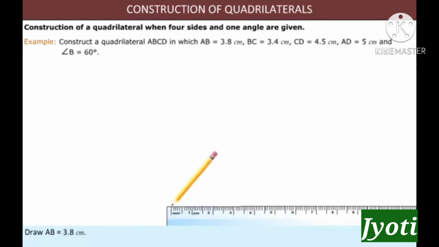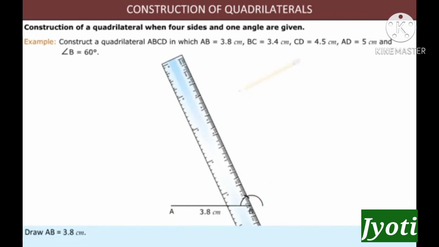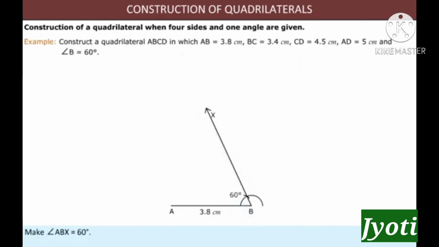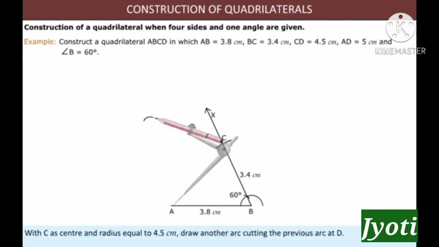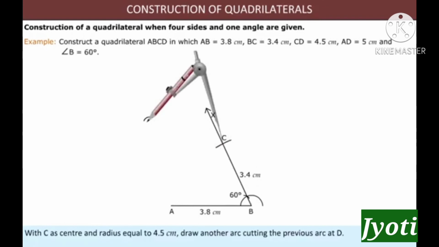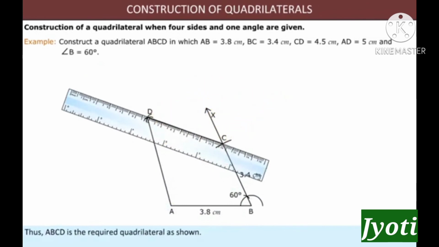Solution. Draw AB is equal to 3.8 centimeters. Make angle ABX is equal to 60 degrees. From B, cut off BC is equal to 3.4 centimeters. With A as center and radius 5 centimeters, draw an arc. With C as center and radius equal to 4.5 centimeters, draw another arc, cutting the previous arc at D. Join AD and CD. Thus, ABCD is the required quadrilateral as shown.